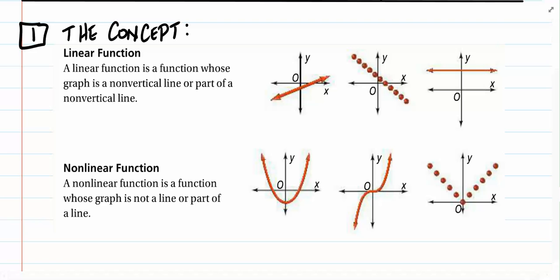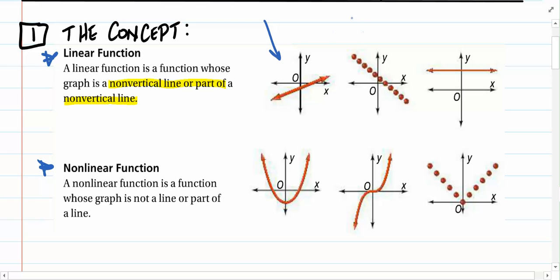The concept here is we're going to be talking about the difference between linear functions and nonlinear functions. A linear function is a function whose graph is a non-vertical line or part of a non-vertical line. So whenever you see a graph that looks something like this, or something like this with dots, or even a line that is horizontal, then we know that we're going to be dealing with a linear function. The word linear, of course, just means line anyways, so it should make sense to us.